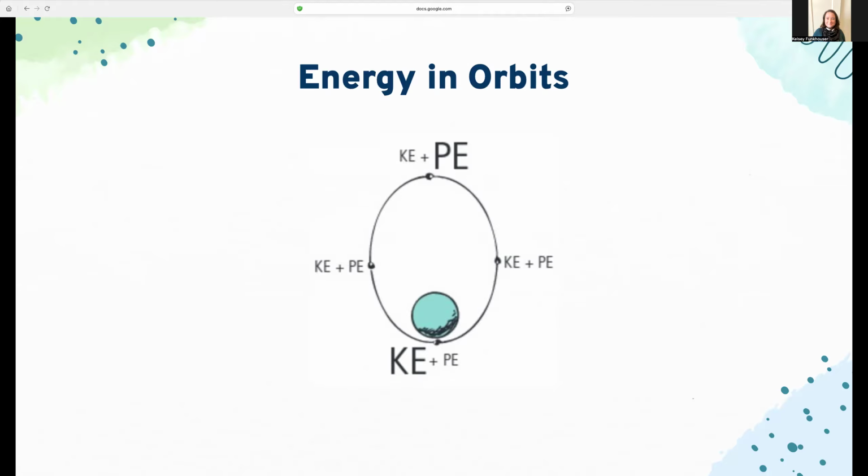And then it asks about the total energy. But I said if there's no weird external forces acting, then the total energy is constant. So the total energy is the same the whole time. Otherwise, we wouldn't be using conservation of energy.